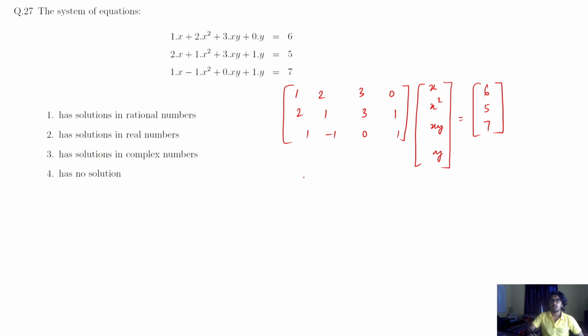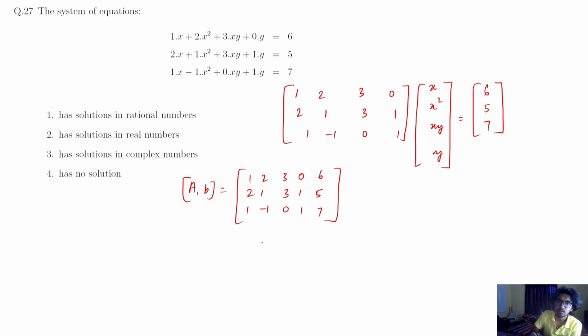Now in order for the system to have a solution, what must we have? We must have rank of AB is same as that of rank of A, right? Let us first of all examine the rank. What is the augmented matrix here? So it is 1 2 3 0 6, 2 1 3 1 5, 1 minus 1 0 1 7.